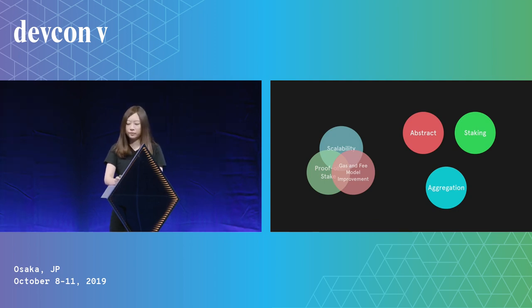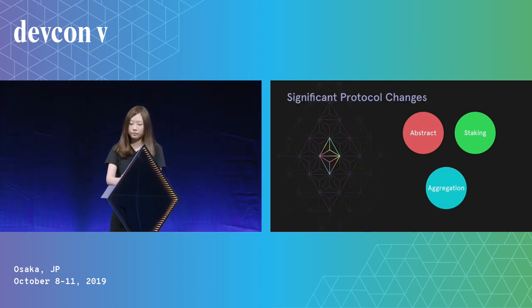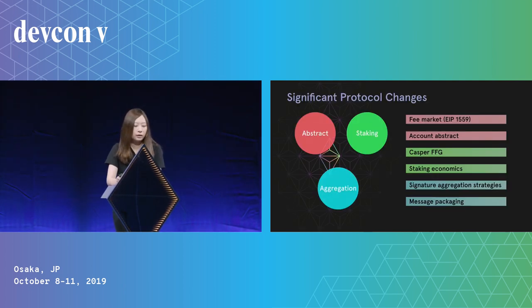So I selected some topics based on the top wishes to introduce to you today. These three topics include account abstraction, staking and aggregation, and some significant changes that will happen in the ETH 2.0 sharding universe.